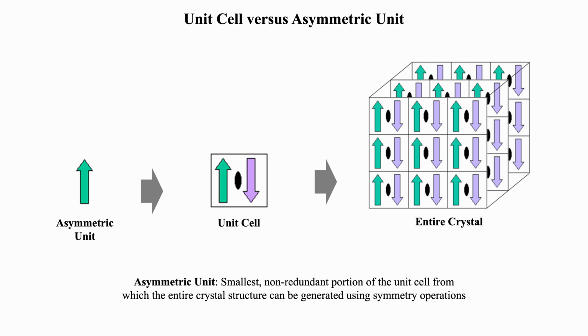This unique portion, the asymmetric unit, is like the core blueprint. By repeating and transforming this asymmetric unit according to the crystal's symmetry operations, we can recreate the entire contents of the unit cell. In other words, the asymmetric unit is the smallest, non-redundant set of atoms that, through symmetry, builds up the full structure inside the unit cell.